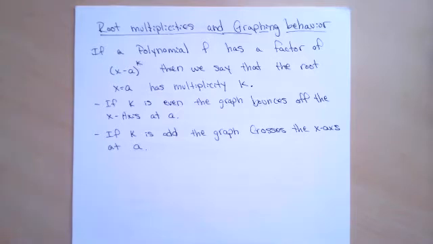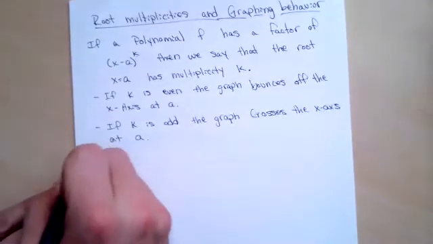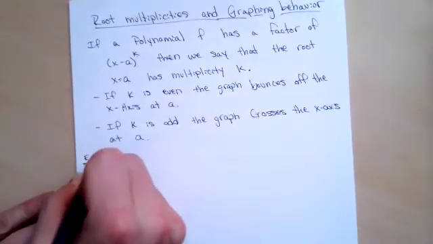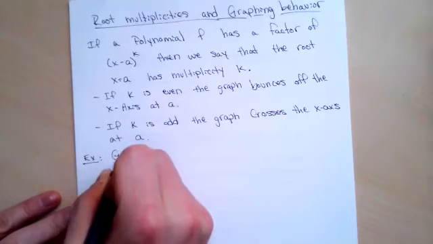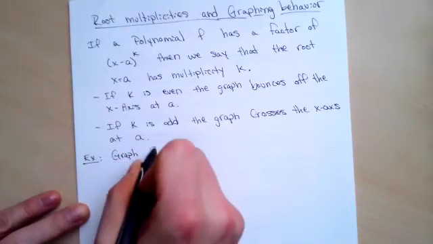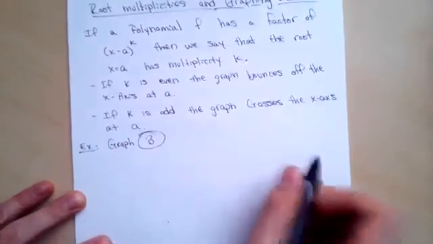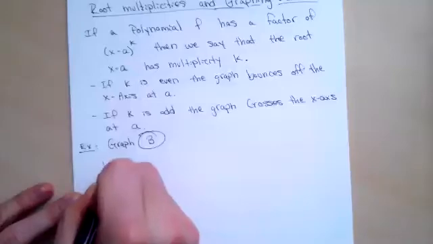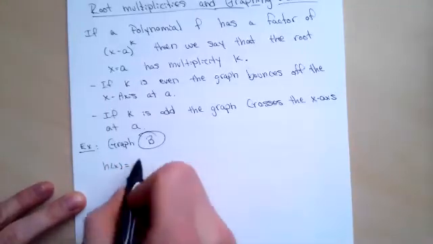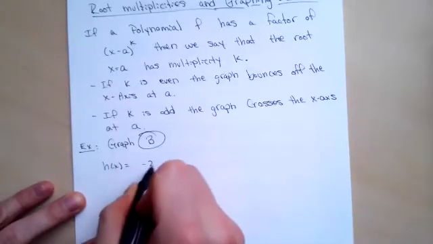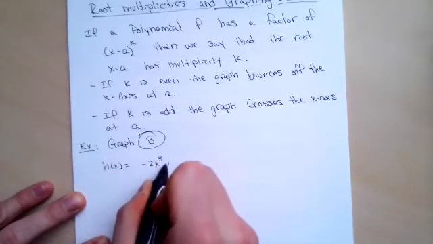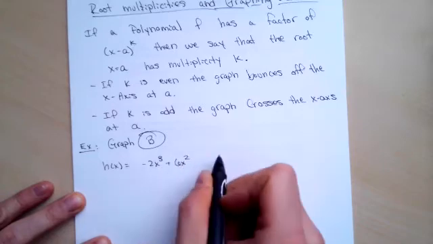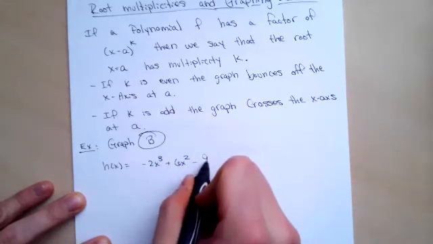So let's put all this together and now graph it. Exactly. Let's say graph B. Our original function, h of x, was, I'm going to write it as minus 2x cubed plus 6x squared minus 9 halves x.